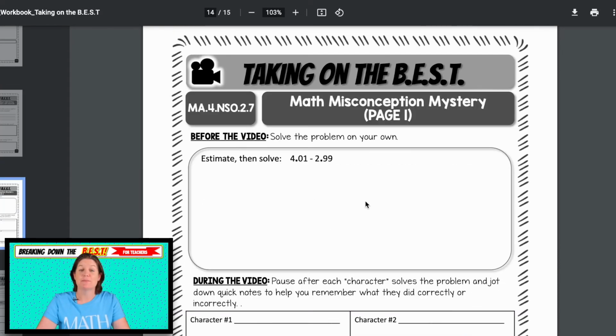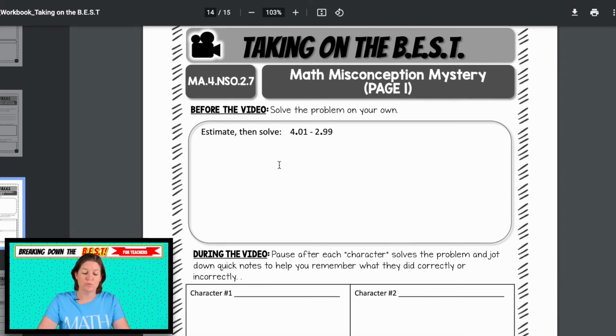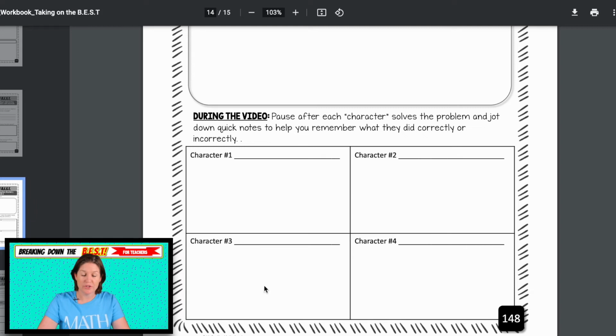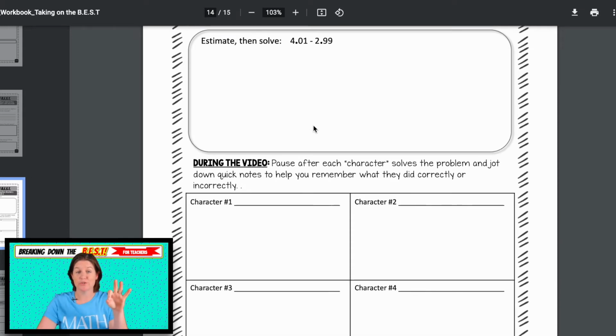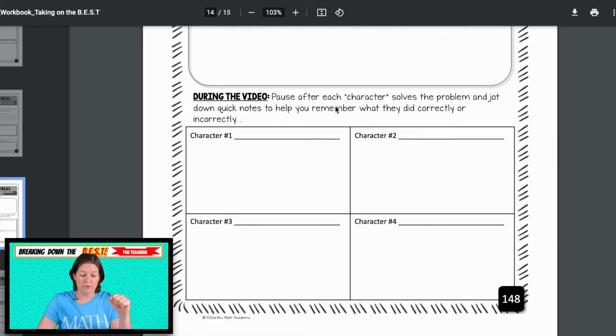Then for the math misconception mystery video, your students will be guided through that video where they will solve the problem on their own or with their group. Then they'll watch 4 characters, which are really just me dressed up as silly characters, solve this same problem. 3 of those characters will make a mistake that students tend to make, and only one of them will solve it correctly with the most reasonable answer.